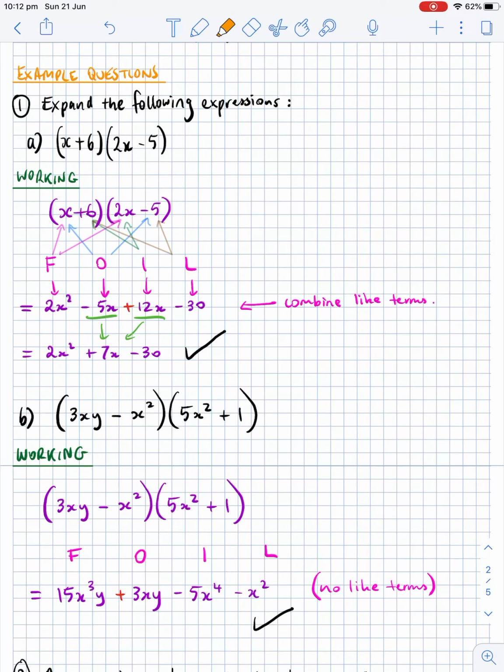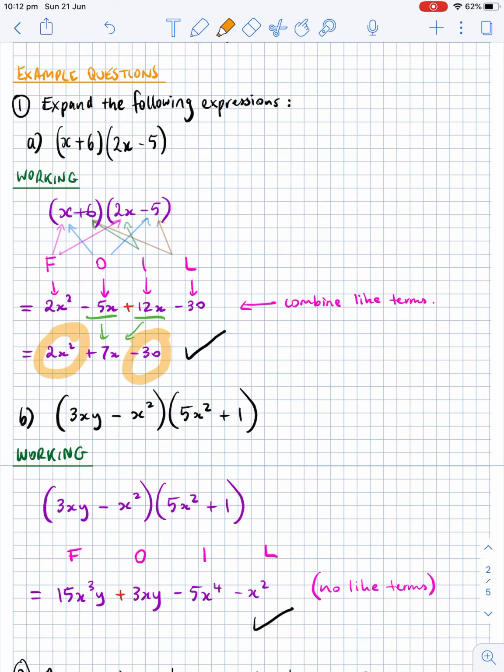The inside terms are going to be the 6 and the 2x to give us positive 12x. And lastly, we've got the positive 6 and the minus 5 to give us a negative 30. So there's our 4 terms that we're combining. And we want to see if there's any like terms here that can simplify this expression. We've got minus 5x and plus 12x. They're like terms which make positive 7x.